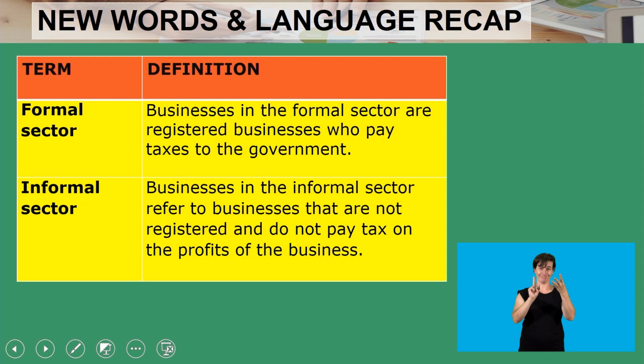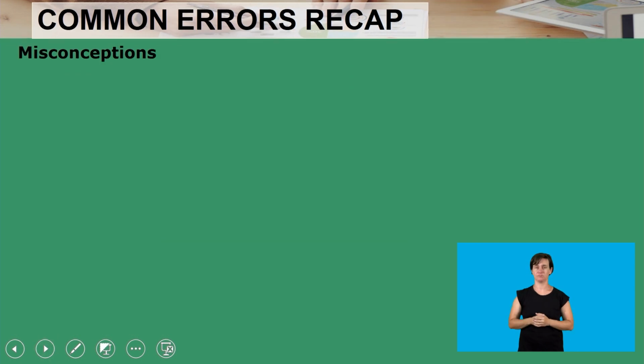We further came across the term formal sector. Businesses in the formal sector are registered businesses who pay taxes to the government. And the last term was informal sector. Businesses in the informal sector refer to businesses that are not registered and do not pay tax on the profits of the business. Let us look at the common errors recap.